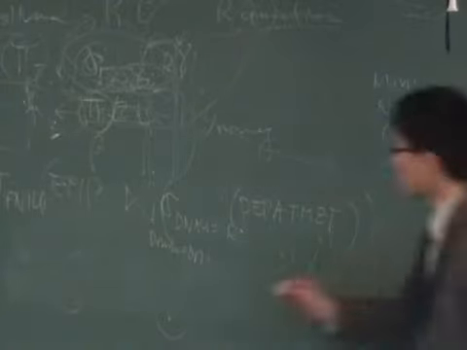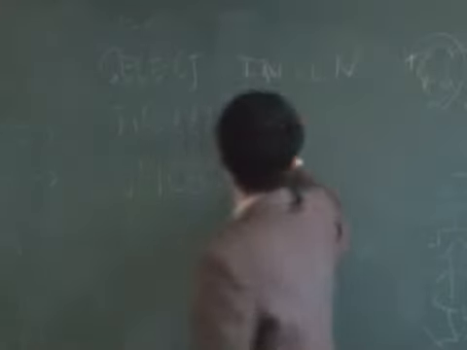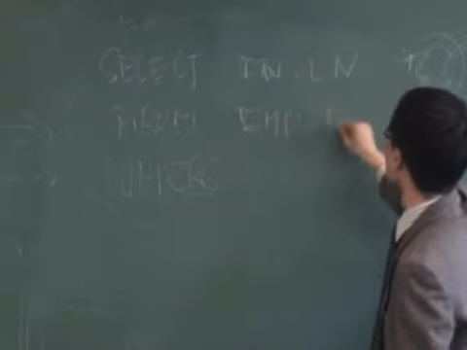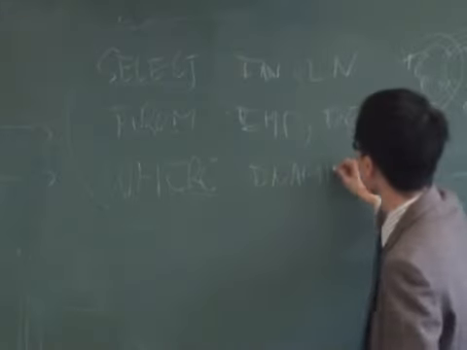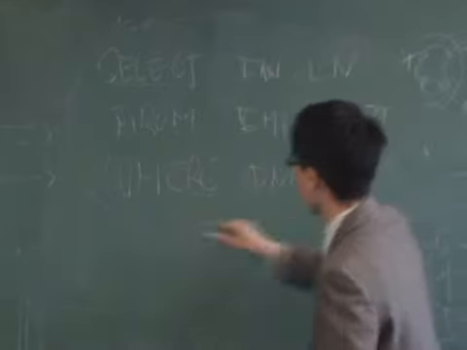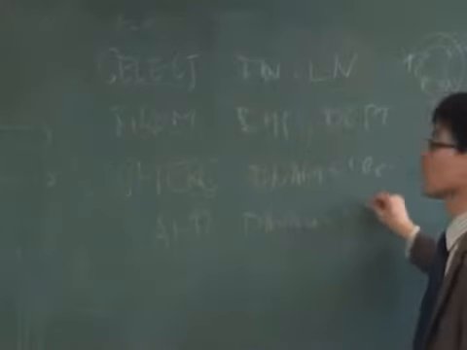How can you make it into SQL? Select projection, first name and last name, from how many tables? 1, 2. Employee and department. Where? What is the condition here? D name is research. And the join condition, D number is equal to D N.